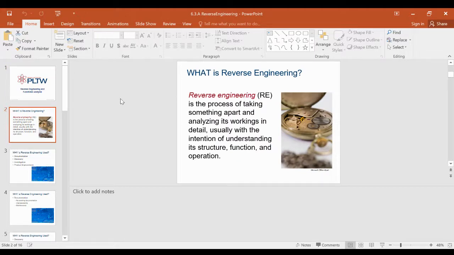You've already done the visual analysis. We're about to do the functional analysis. So this is, what is reverse engineering? That's where we take something apart to see how it works in detail. There are a couple of things that we really want to understand with reverse engineering: structure, function, and operation.